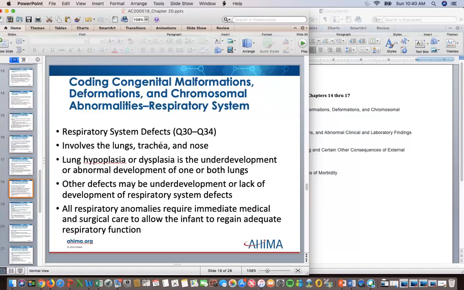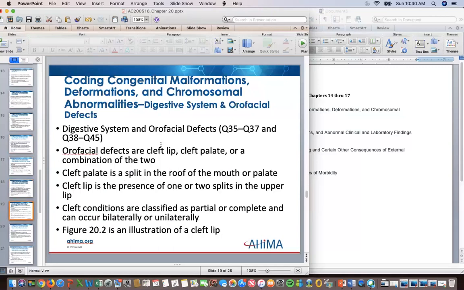Our respiratory system defects will fall underneath these too, so that involves your lung and trachea. Again, other defects may be underdevelopment or lack of development of a respiratory system, and the infant may be born early. Other respiratory abnormalities require immediate medical and surgical care to allow the infant to gain adequate respiratory function. Okay, we're almost through this. I'm just going to keep going a little bit here. But again, if you have time, you need to really go back and review the PowerPoints on your own. So it's kind of just a recap and overview.